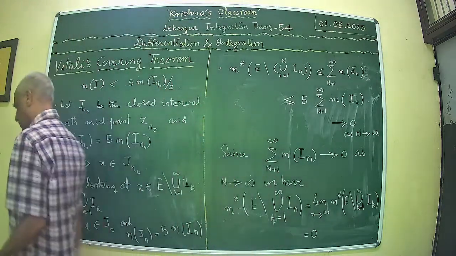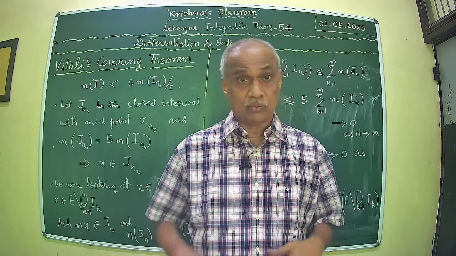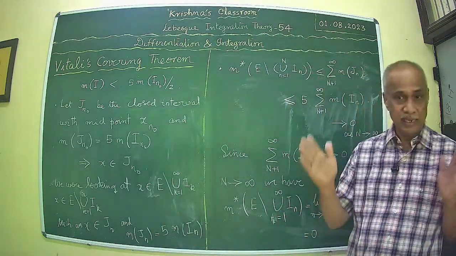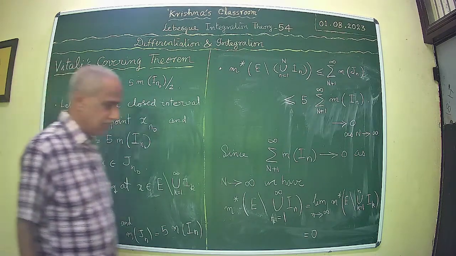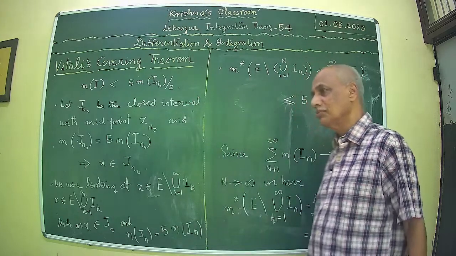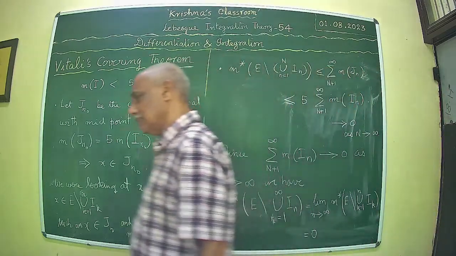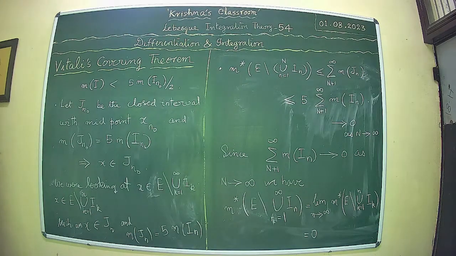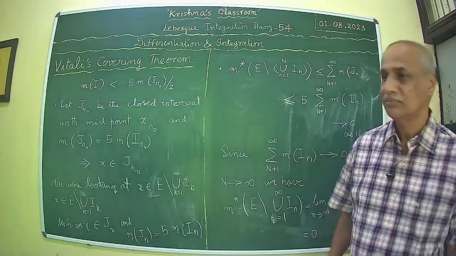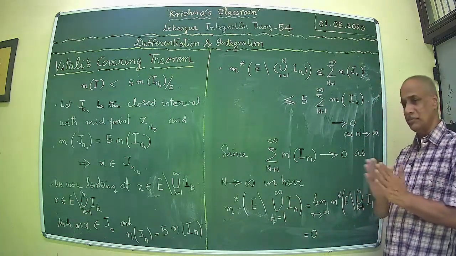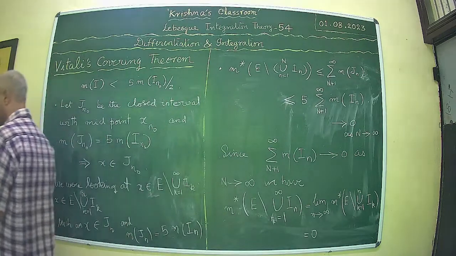So the content of the theorem is this. What it says is the following: if E has finite outer measure, then it can be approximated by the union of a finite number of closed intervals which are disjoint, and with as small a length as you want. So it's a nice approximation theorem for such sets, for all E with m star of E finite.